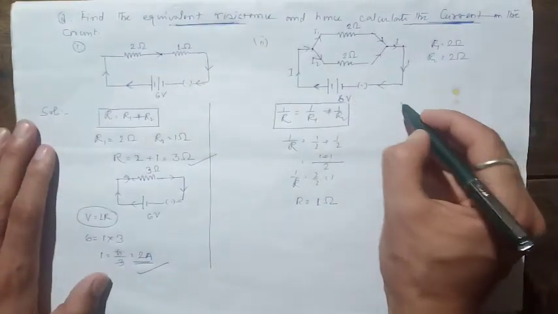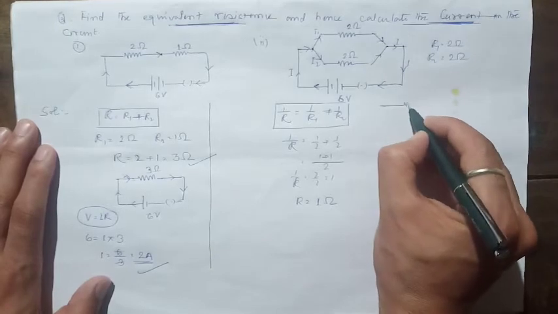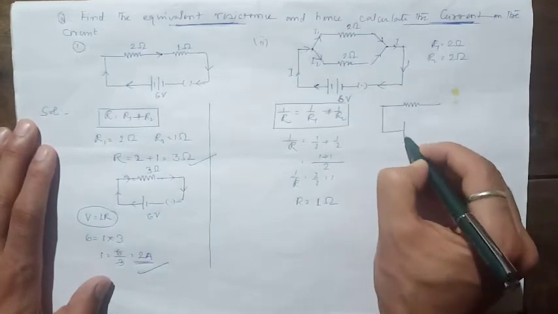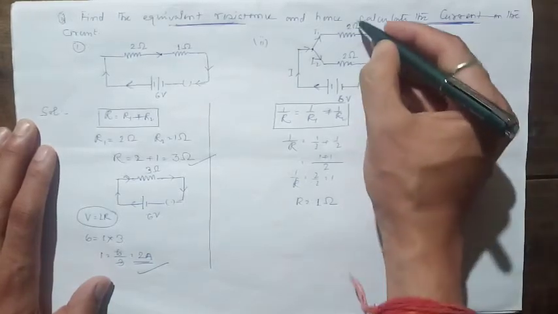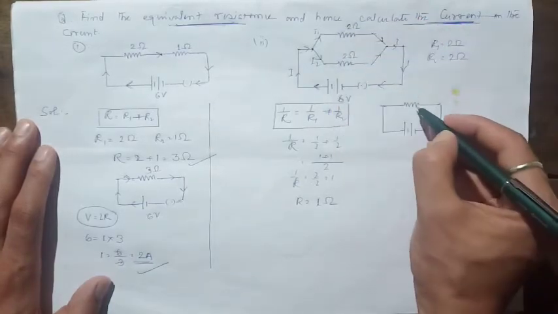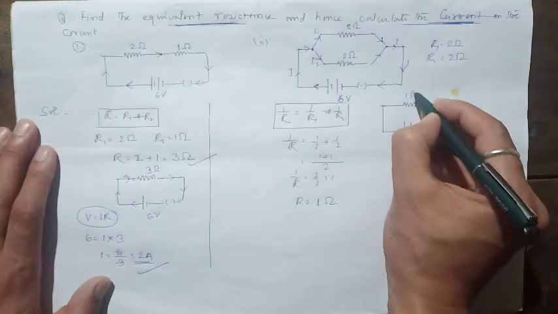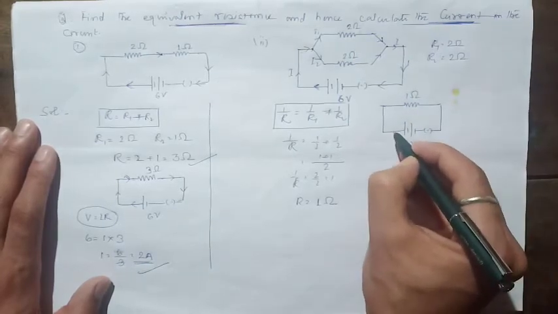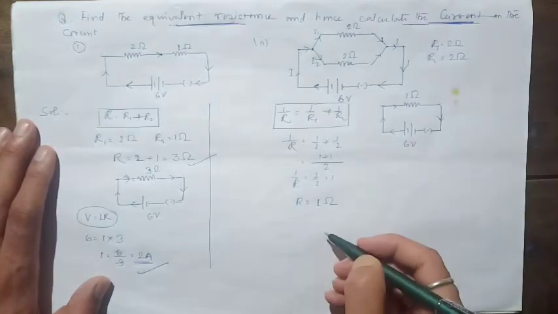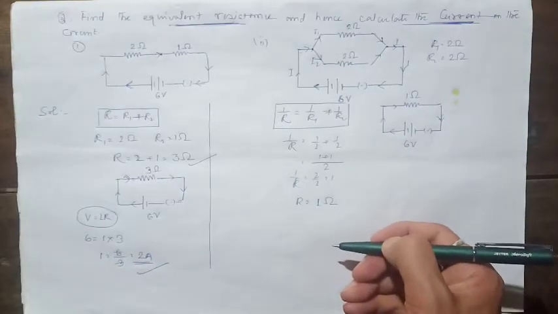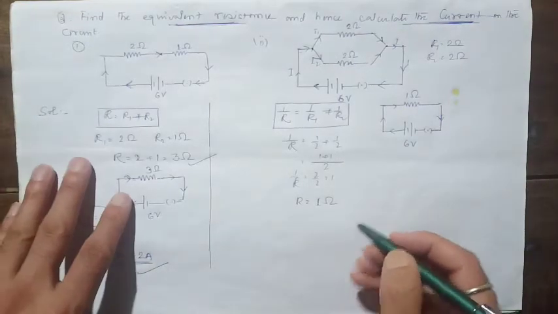That means we will redraw the circuit. Now these two resistors are replaced by one single resistor of value 1 ohm. So here is 1 ohm. We have a 6 volt battery here. The current is released by the battery. Now I want to determine how much is the current released by the battery.